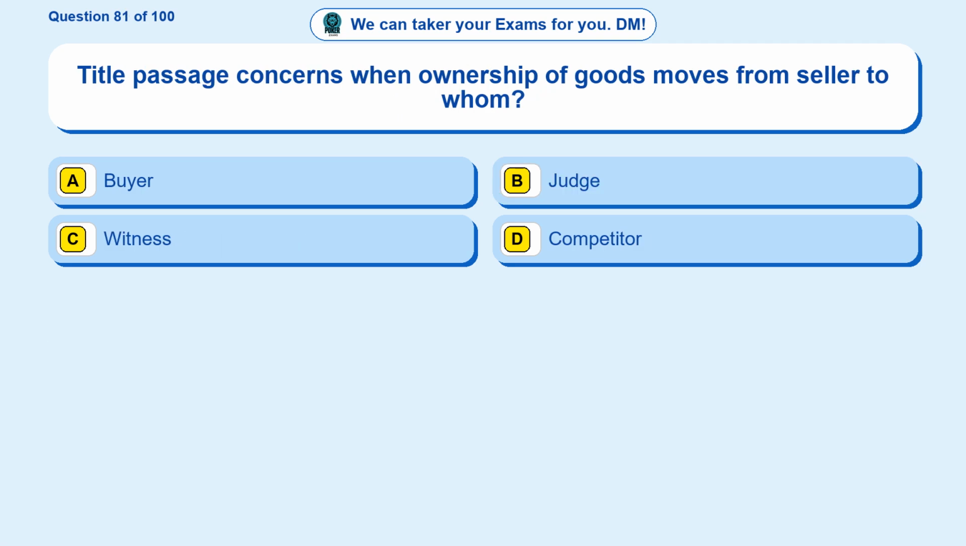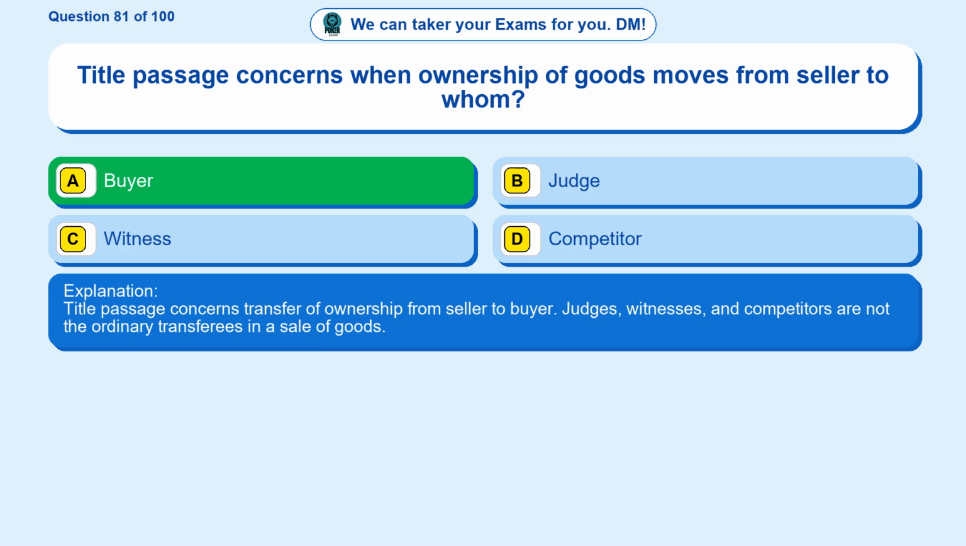Question 81. Title passage concerns when ownership of goods moves from seller to whom? Option A, buyer. Option B, judge. Option C, witness. Option D, competitor. The correct answer is option A, buyer.